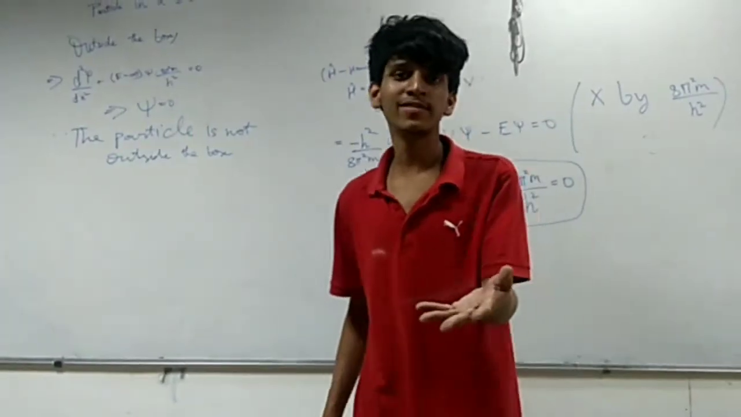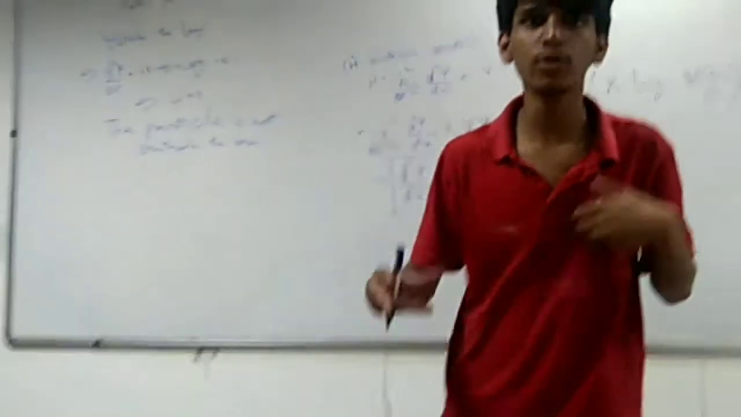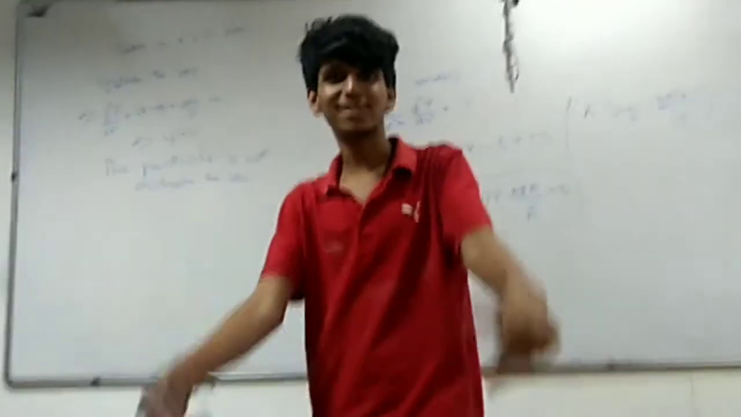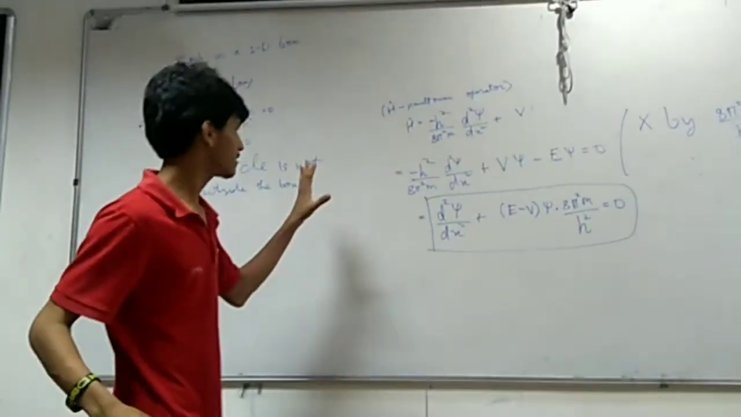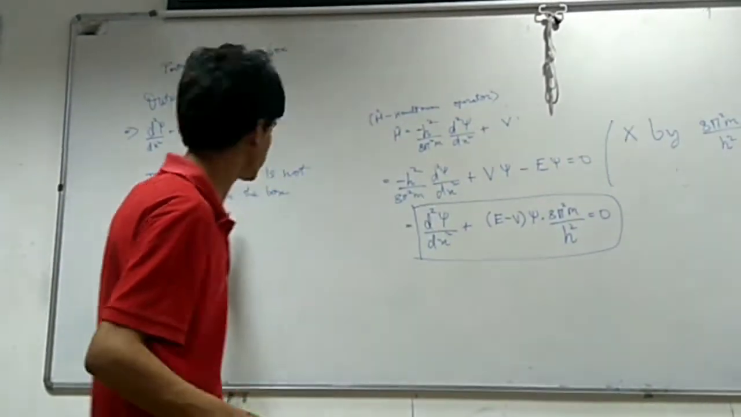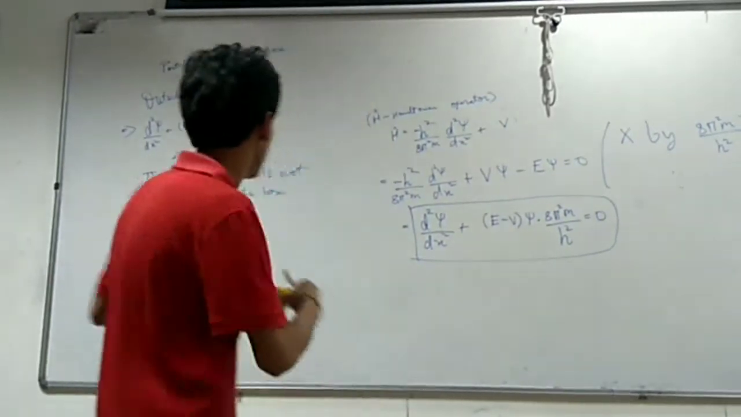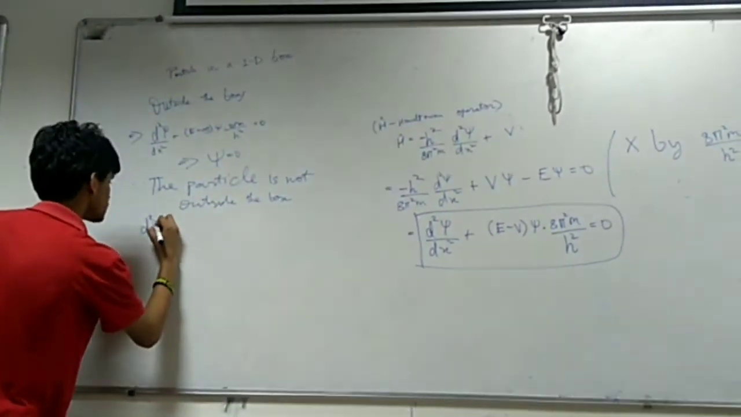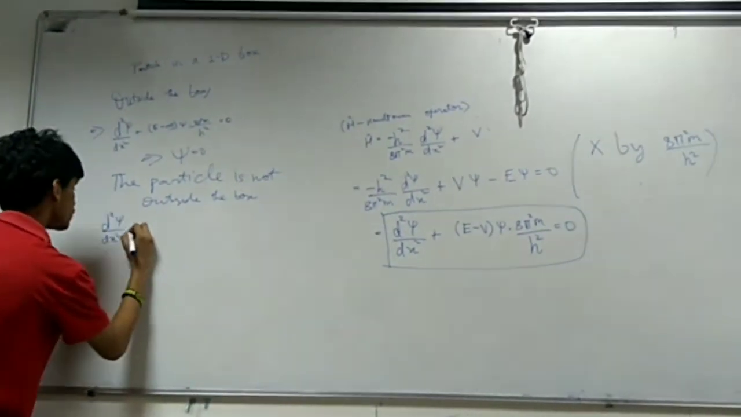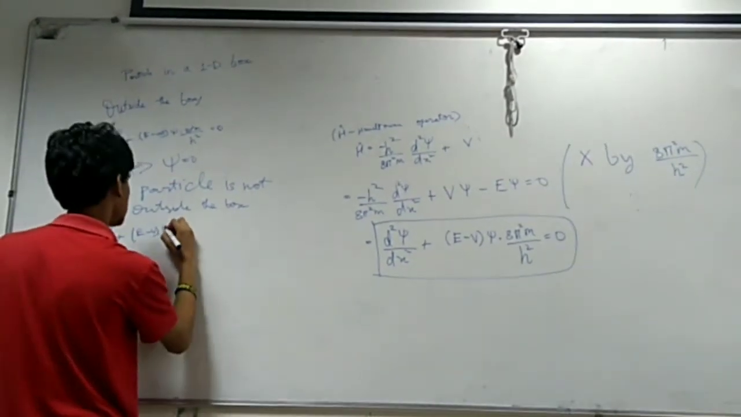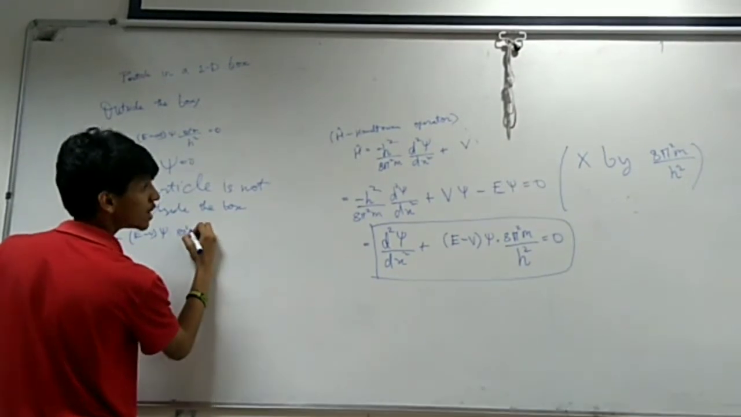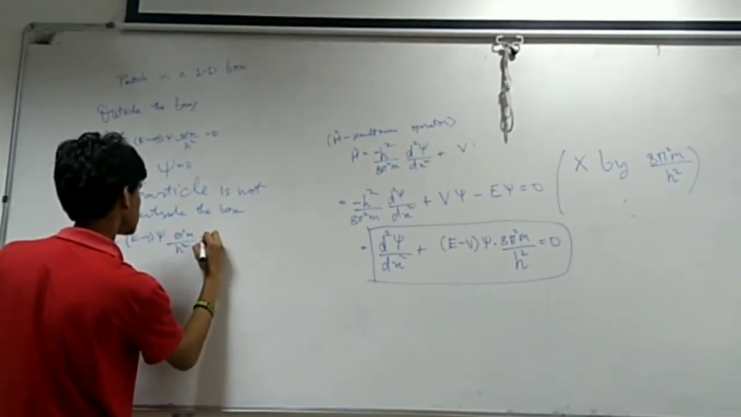Now that we've discussed what happens outside the box, it's time to go inside the box where the real action is happening. So inside the box, I'm just going to write this equation here because it's a fundamental equation: d square psi by dx square plus E minus V psi into 8 pi square m by h square.